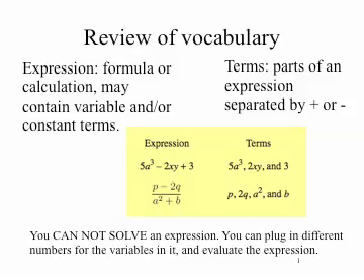You can plug in different numbers for the variables in an expression and evaluate what that expression would be, but you can't solve it. Terms are the parts of an expression that are separated by addition or subtraction. So for example, in the expression 5a cubed minus 2xy plus 3, there are three terms. 5a cubed is the first, 2xy is the second, and 3 is the last term. I'll often refer to the terms as the different chunks of an expression that are added or subtracted together.